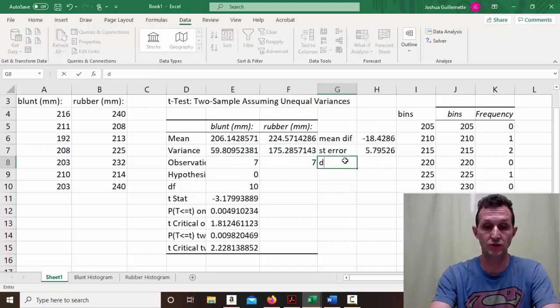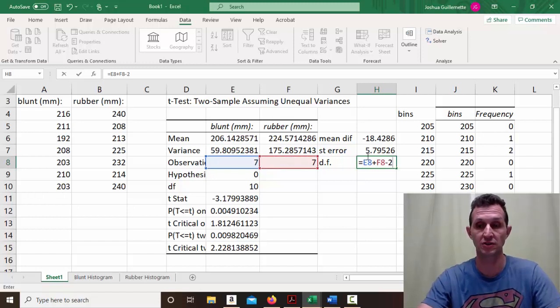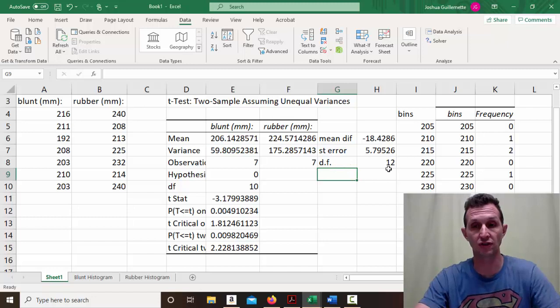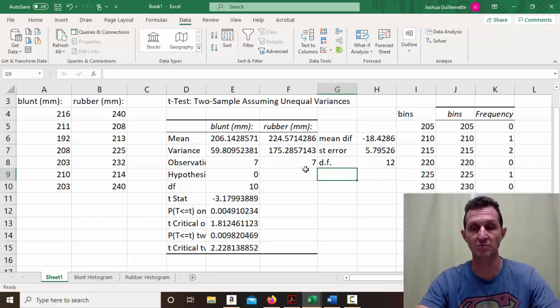Now, when we go to the degree of freedom, usually the easiest thing to do is take each observation, add them together, and subtract 2 because you have 2 samples. This is conservative, okay? It turns out that if you put this into a degree of freedom calculator, you get something closer to 9.5. This is nice and conservative, and this is a great way of doing it.